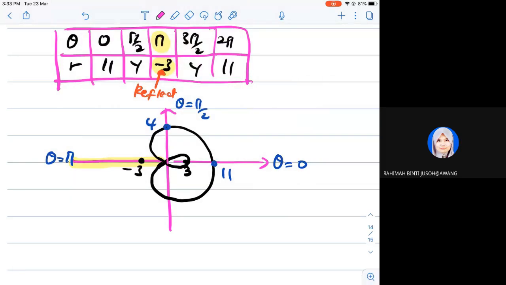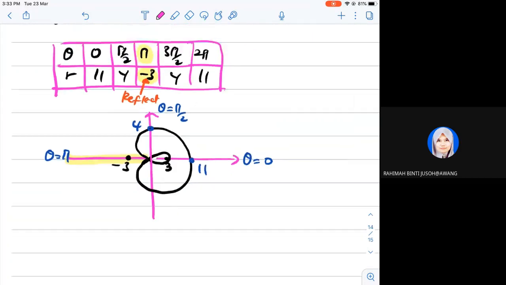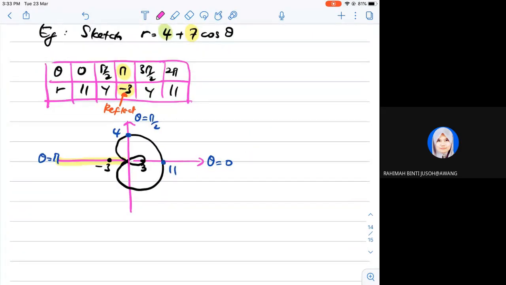Understand? Boleh faham guys? Boleh, madam. Boleh, madam. Blur sangat.